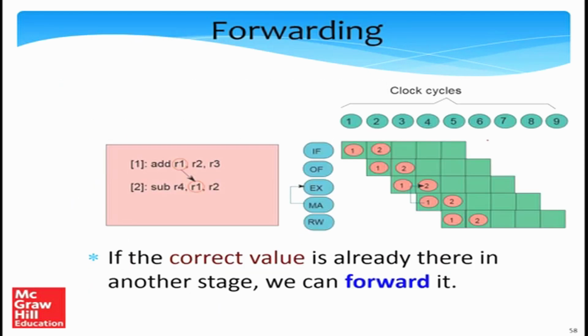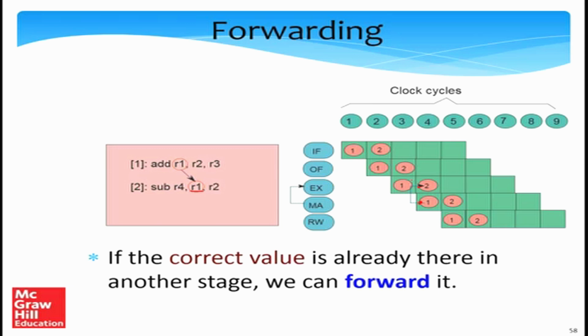So we shall take a look at this diagram once again and realize that at the end of cycle 3, the result of adding R2 and R3, the value of R1, is ready. So in cycle 4 at the beginning, the result is ready, and also in cycle 4, we need the value of R1. Since the value of R1 is present with instruction 1, which is currently in the MA stage, and instruction 2, which is currently in the EX stage, needs it, we can always connect the producer with the consumer, because if a value is already there in another stage, we can take it from the other stage.